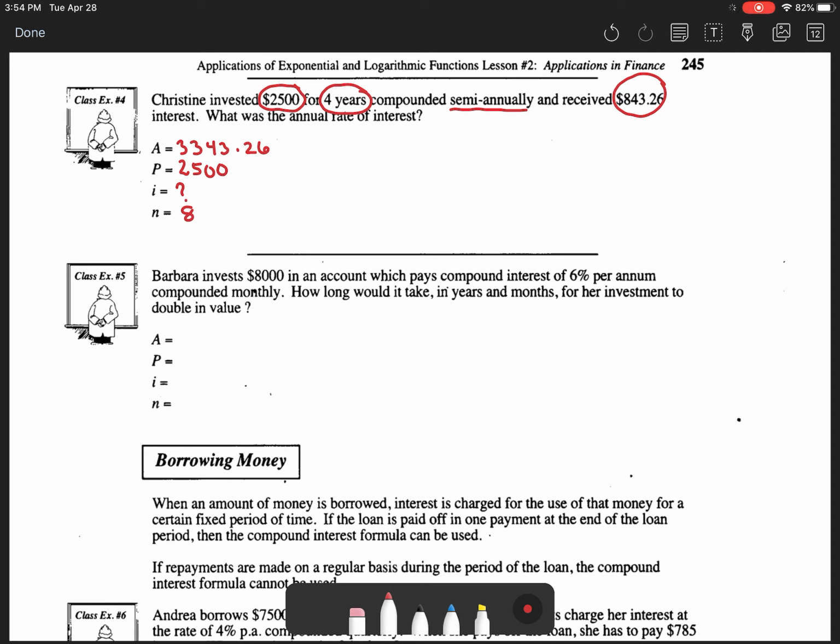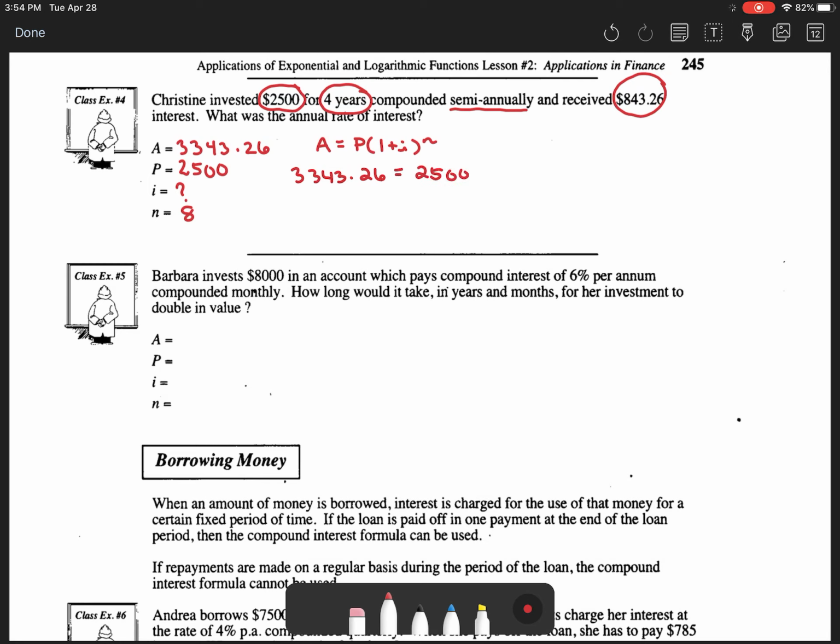Okay, the initial investment plus the interest that she received. Now N, what are we going to do for N? Well, 4 years and semi-annually. So twice a year for 4 years. That's going to be 8 interest periods. Okay, so now, again, go to your equation.